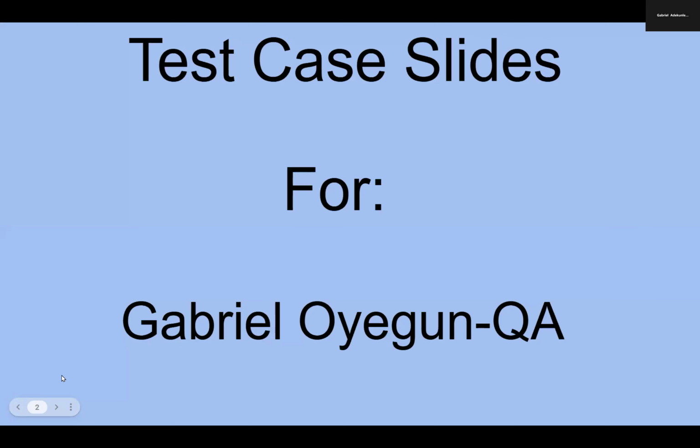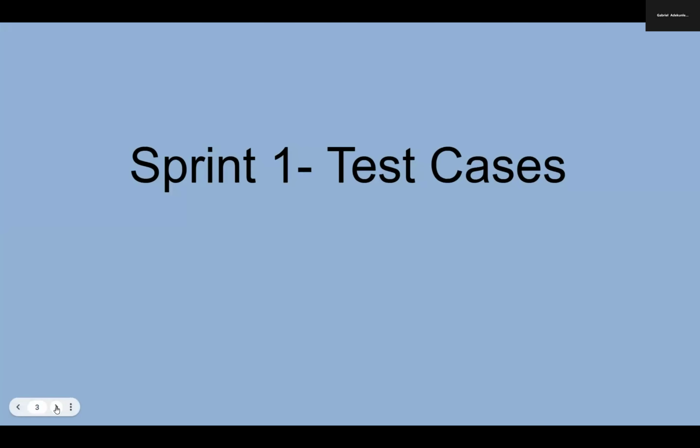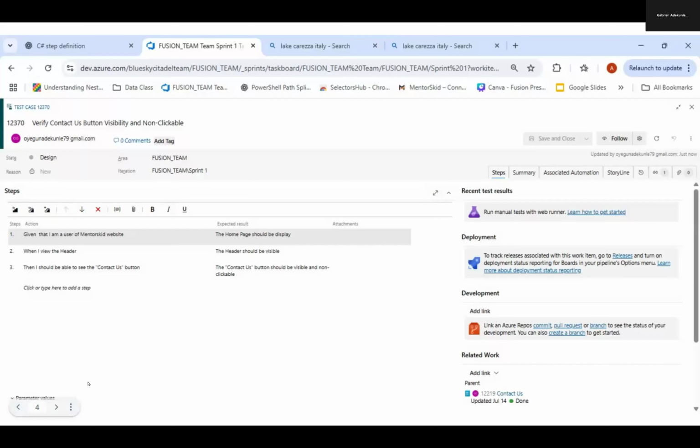So, the test case slide for Gabriel, which is me. Sprint 1 test cases. These are the screenshots of the test cases which I wrote on some of the PBIs on the Azure board.